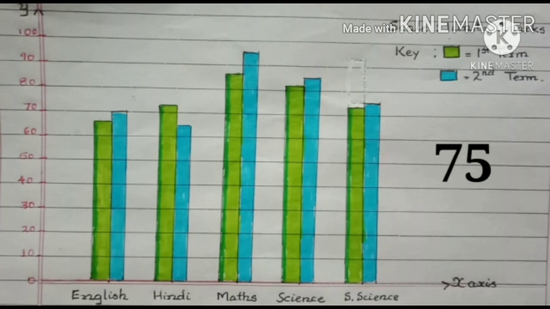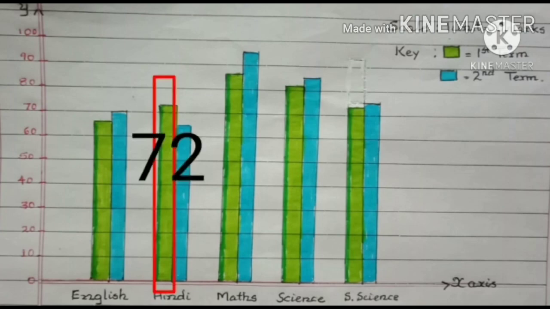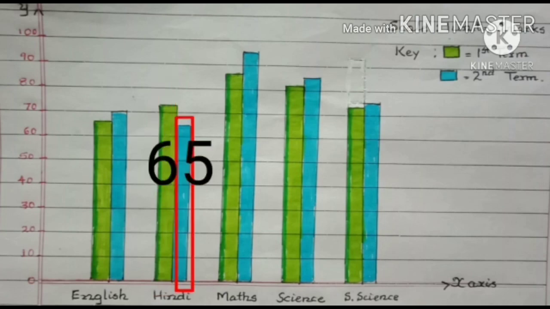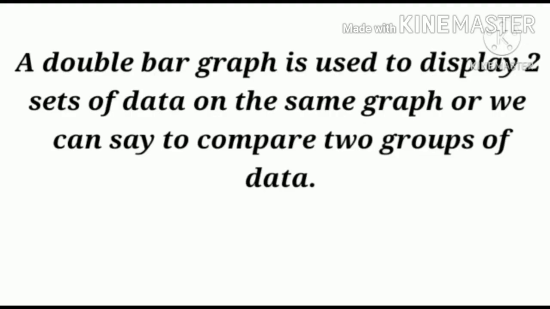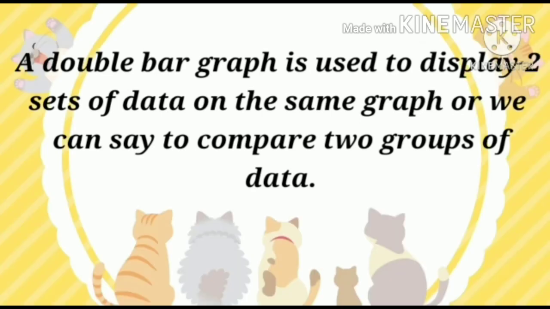Has the performance gone down in any subject? Yes, in the first term, he got 72 marks in Hindi, and in the second term, he got 65 marks. So, his performance has gone down in Hindi. Children, such data can be shown in the double bar graph. So you all understood what a double bar graph is. A double bar graph is used to display two sets of data on the same graph, or we can say, to compare two groups of data.